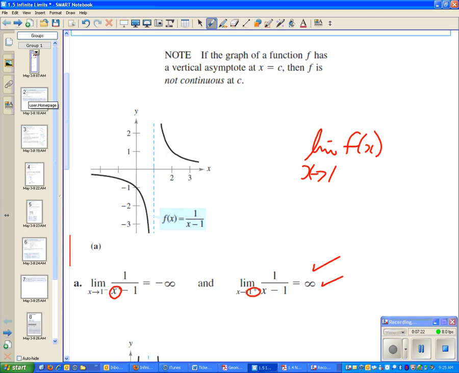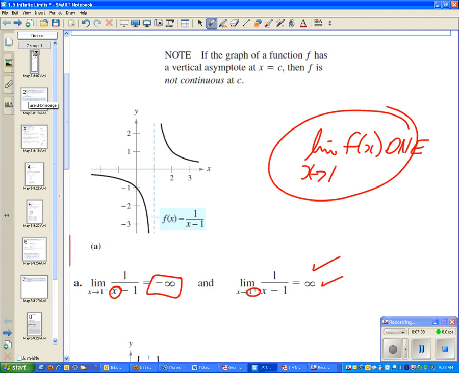Now do you see why I can't find that limit? Because the limit from the left does not equal the limit from the right. So that limit does not exist. So look what happens. We get negative infinity as one of our one-sided limits, positive infinity as the other one-sided limit, which means the limit does not exist. With me?